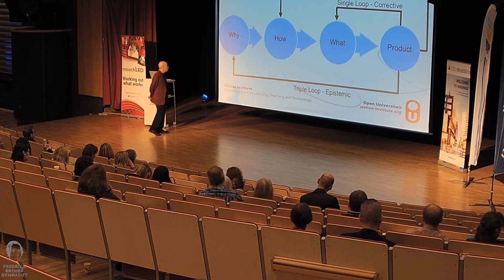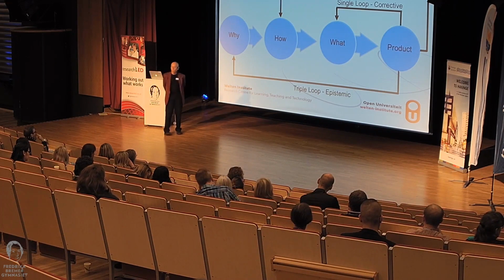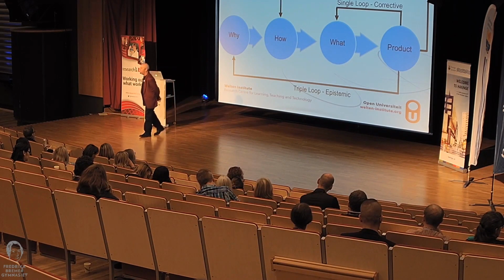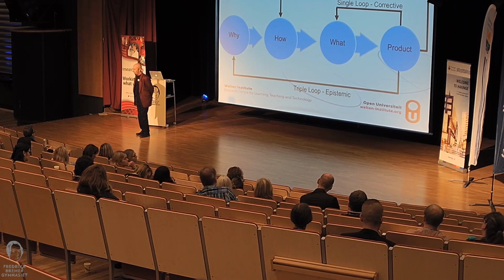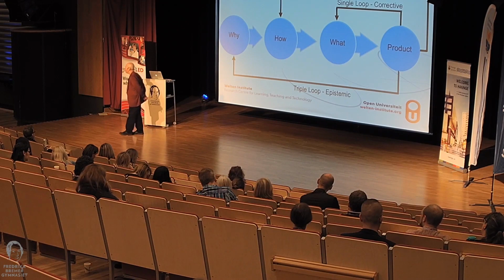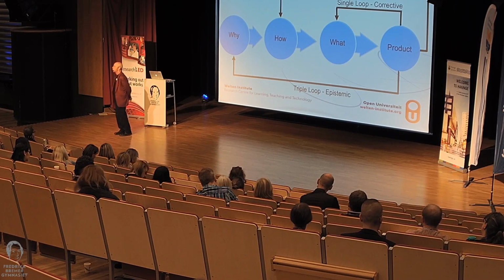Epistemic feedback is triple loop feedback that gets to the why. That's the kind of question that you ask in terms of, now, I didn't expect that answer. How did you get that answer? Did you think about this or that? Could it have been solved differently? What would have happened if you would have taken this and that into account?